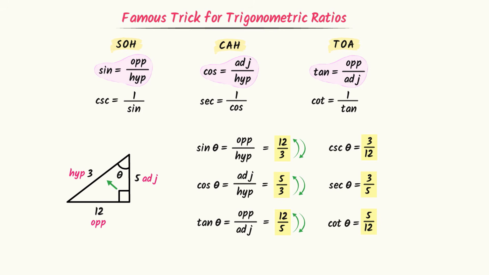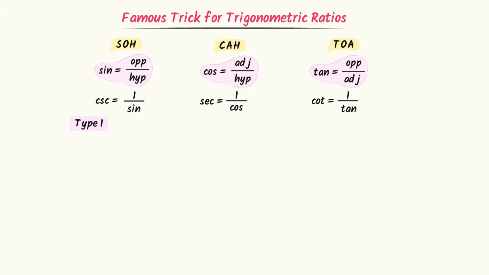Now I will teach you 3 types of basic trigonometric calculation in a super easy way. In the first type of calculation, we will be given the value of one side and an angle.